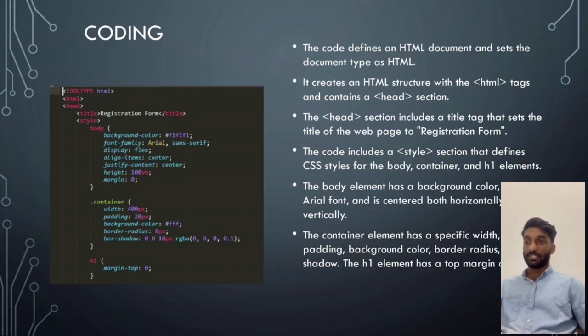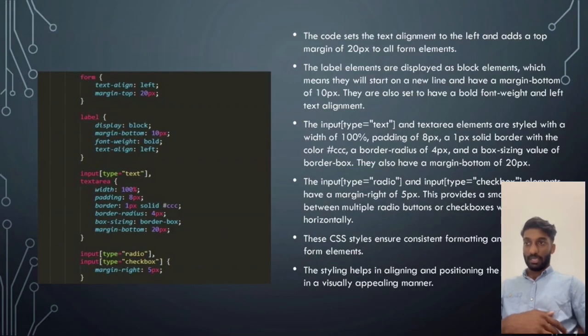Next, let's talk about the container. So our width for this is 400 px, padding is 20 px, the background color is white, border radius is 8 px, and the box shadow is 0 0 10 px. So this means the container element has a specific width, padding, background color, and the H1 element has a top margin of 0. Okay, so this is the CSS for the form.